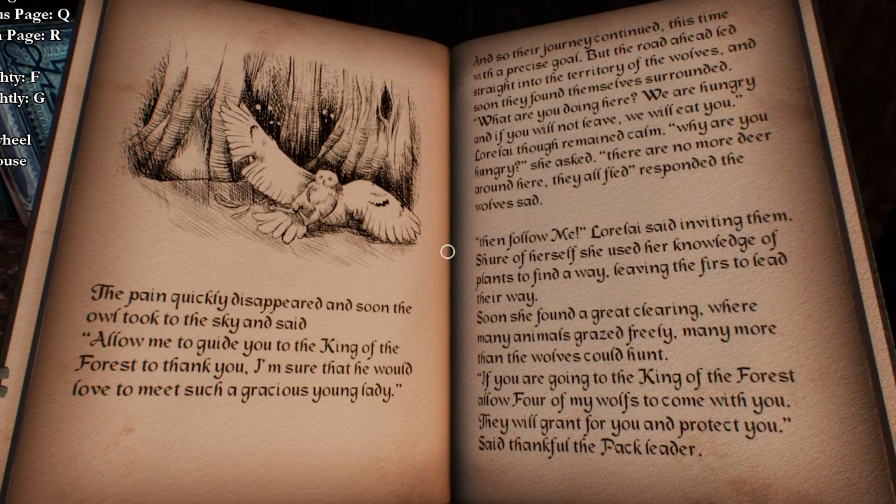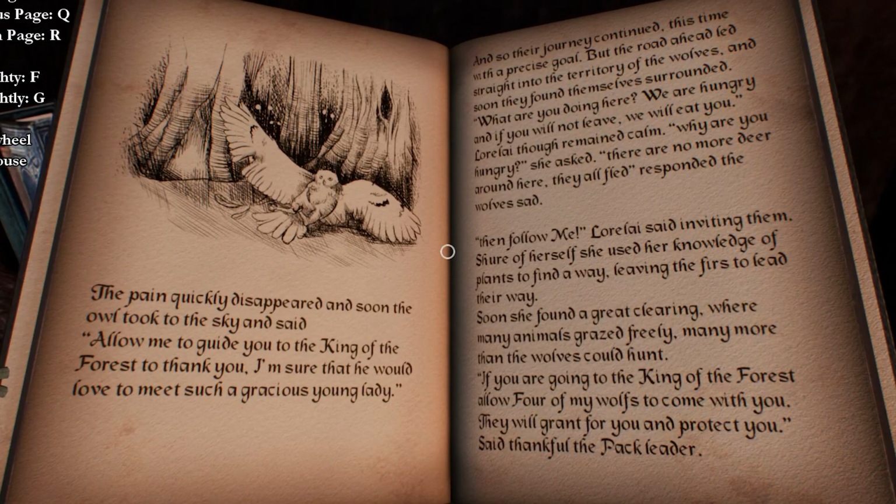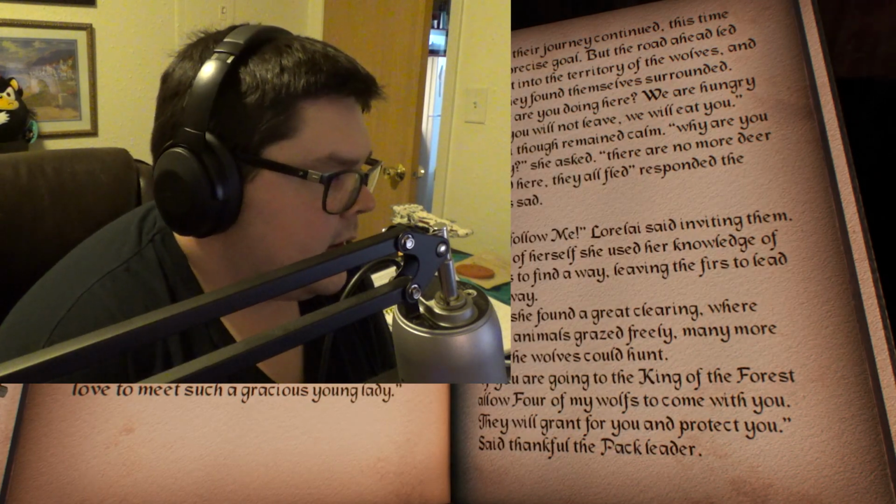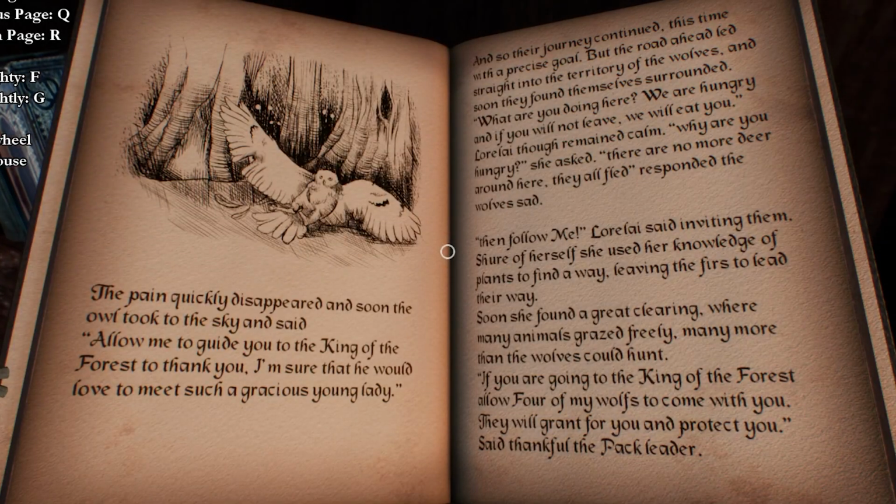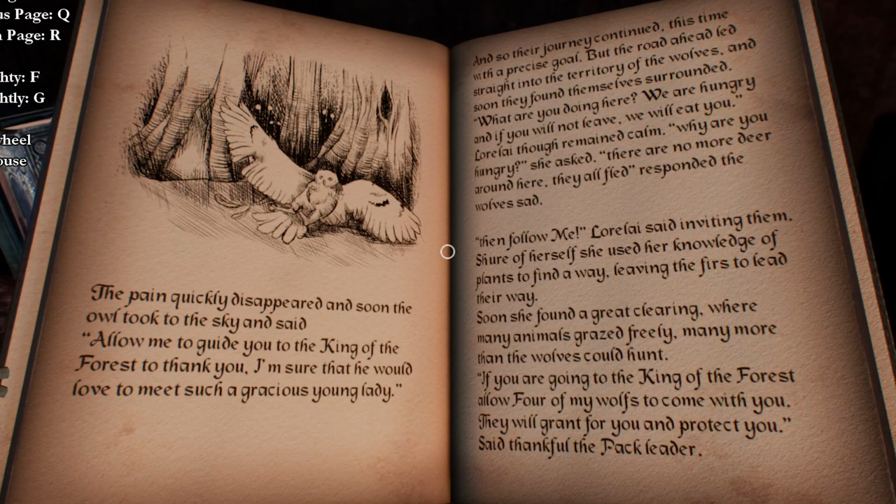"What are you doing here? We are hungry, and if you will not leave, we will eat you." Lorelei, though, remained calm. "Why are you hungry?" she asked. "There are no more deer around here. They all fled," responded the wolves.